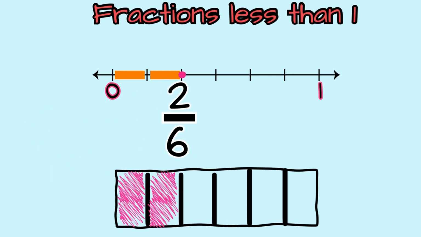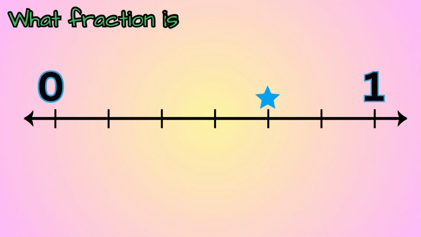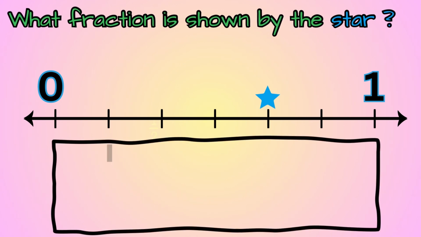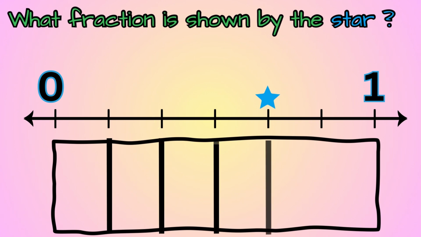As you can see, we were counting just the spaces in the number line exactly as we were shading the spaces in the rectangle. Let's work on this problem. What fraction is shown by the star? So we're going to look at the star and we're going to find the fraction. Again, we're going to draw a rectangle to help us find the fraction easily. In this case, we have to find the fraction, so we're going to be counting the spaces until we get to the star so that we can know what fraction we have to put on that point.